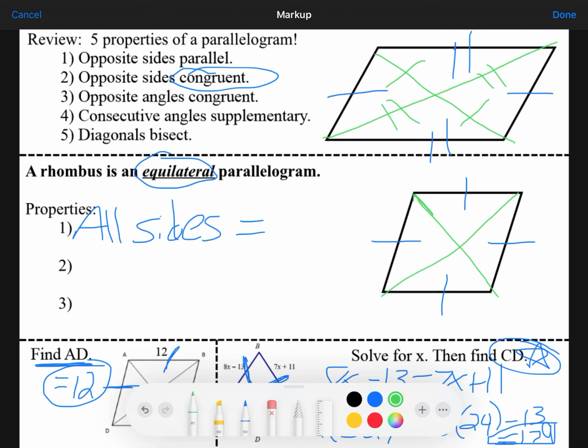But more interestingly is a couple of other properties. In a parallelogram here on the top, you had two obtuse angles and two acute angles, but not here in a rhombus. In a rhombus, they intersect perfectly at a 90-degree angle in all four spots. The best way to phrase that would be: diagonals perpendicular.